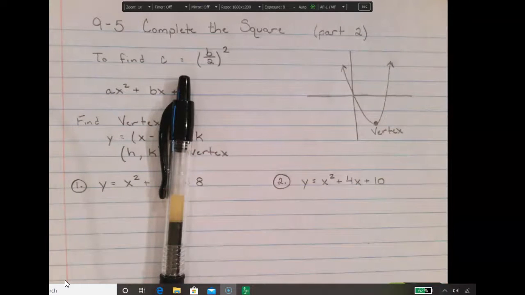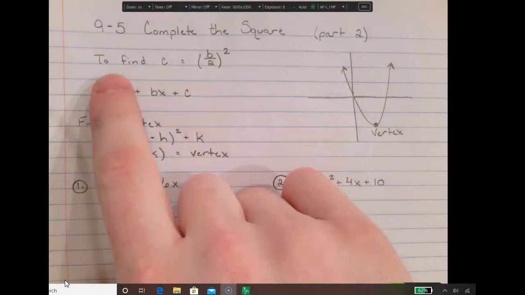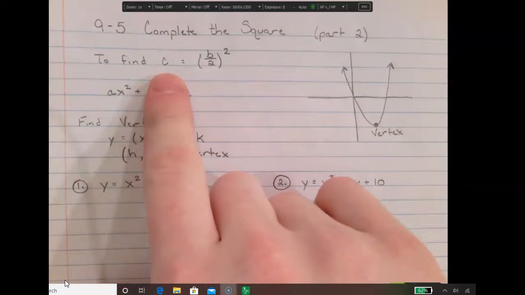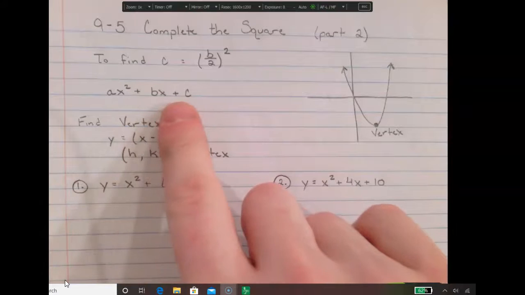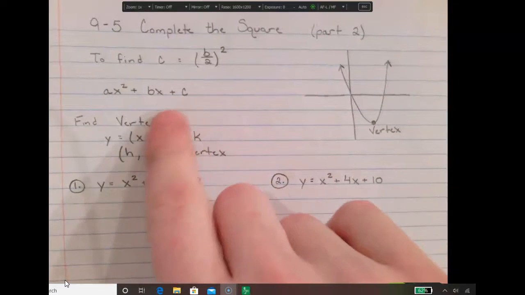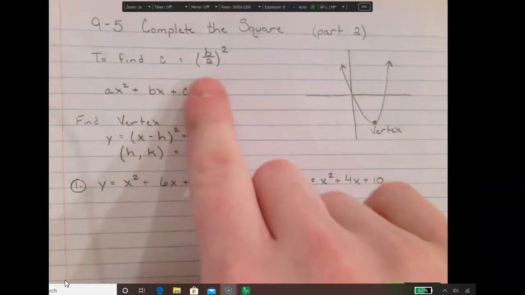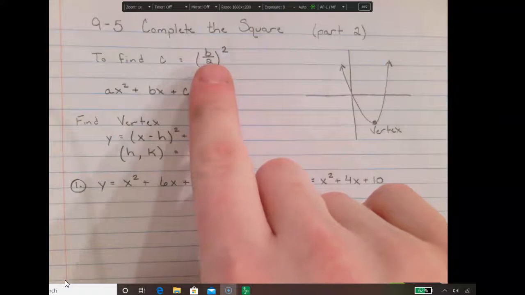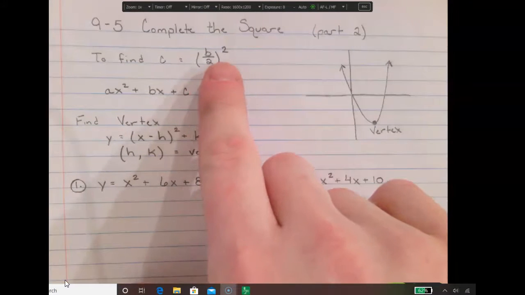So let's get going with what we're looking at today. It's a refresher from our last set of notes. To find c, remember, if we're working with this ax squared plus bx plus c, which I always call standard form, and we're trying to find c, we use this equation here: b divided by 2, and then we take that answer and we square it.